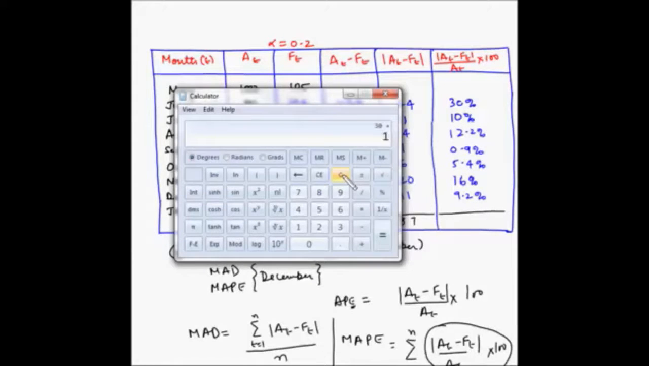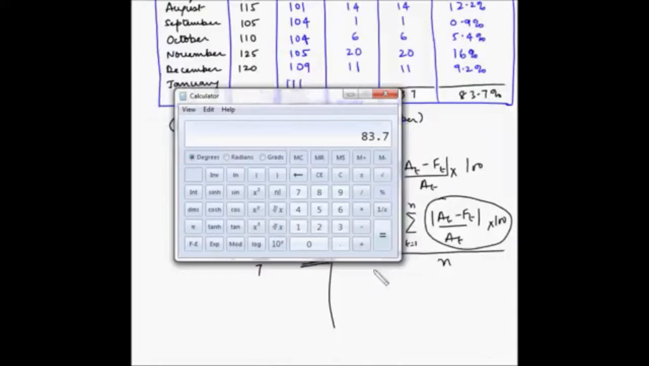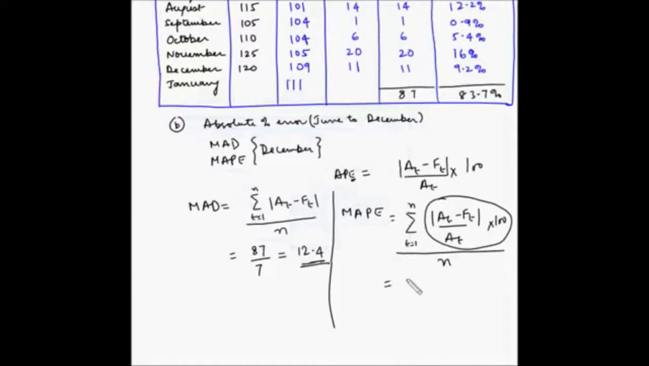So let's add these up. So 30 plus 10 plus 12.2 plus 0.9 plus 5.4 plus 16 plus 9.2. So this is 83.7%. So the numerator is 83.7, denominator is 7. So this becomes 11.9%. So this is the value of mean absolute percentage error. So here we have completed part B.